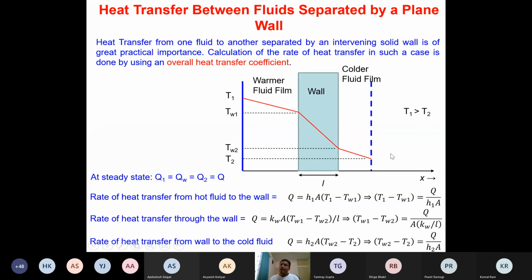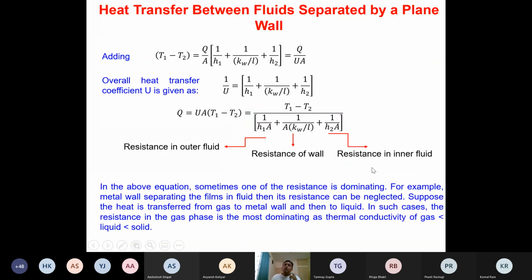is T2. In a real practical situation, these wall temperatures are not known. What is known is the temperature here at the bulk, isn't it? So in terms of the bulk temperature of both the fluids, T1 minus T2 is given, by adding all three equations, as Q by A in the bracket 1 by H1 plus 1 by Kw by L plus 1 by H2.